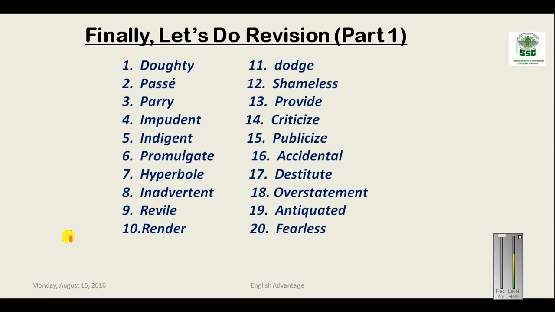For your convenience, or you can say for your benefit, I have included 5 parts of revision here. So you must participate in this revision part.